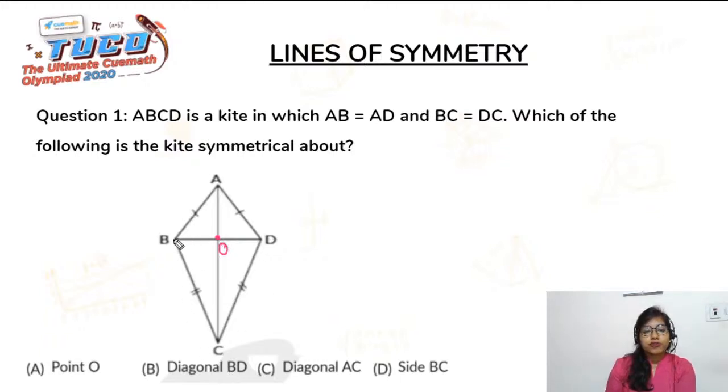Diagonal BD. If you see diagonal BD, this is the line. Is this dividing the two parts into equal shapes or equal areas? No, right? ABD is definitely not equal to BCD. So diagonal BD cannot be the answer.